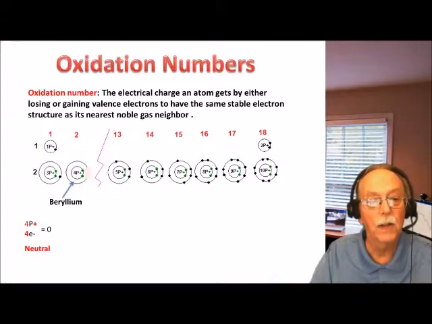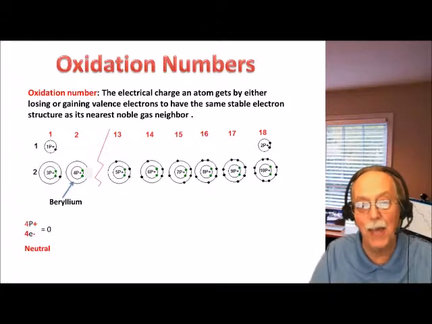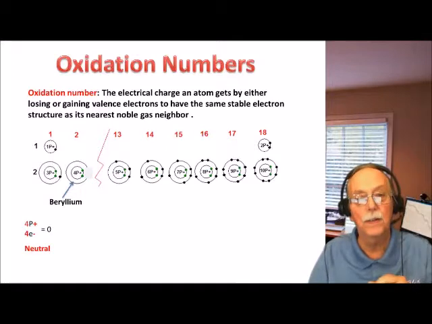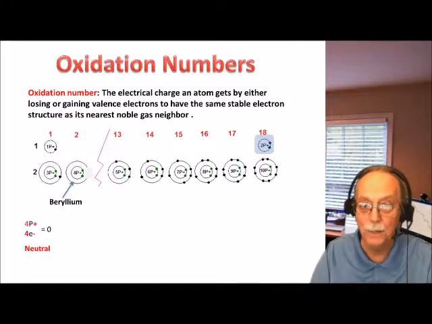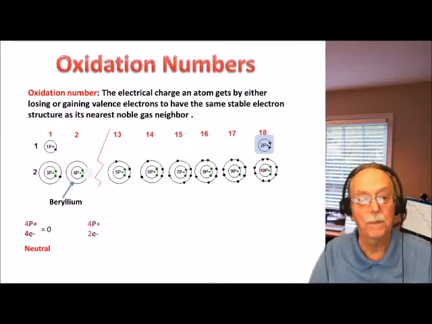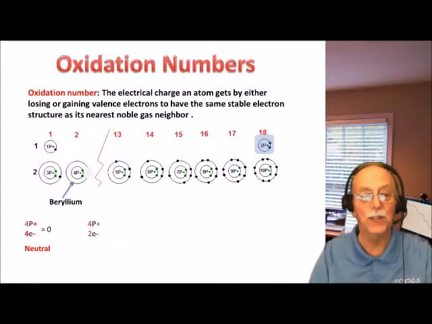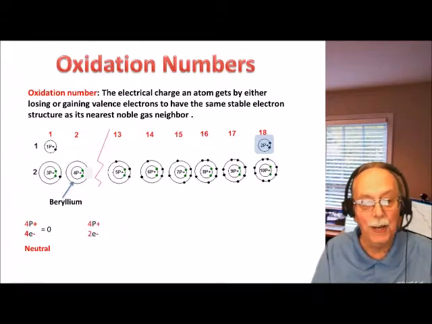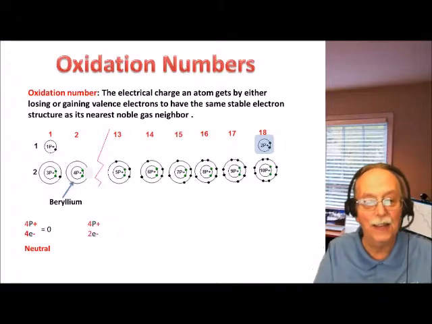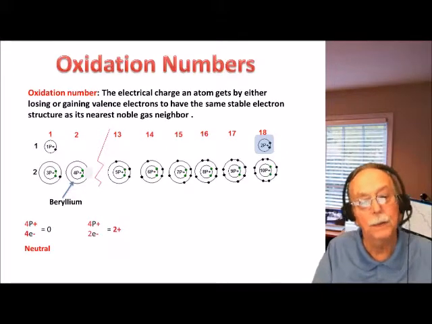However, what happens if this beryllium atom loses those 2 valence electrons? Now it's going to have the electron structure of its nearest noble gas neighbor. What does that do for the charge of the atom? Well, it has the electron structure of its nearest noble gas neighbor, which is helium, and that leaves it with only 2 electrons. It still has the 4 protons in its nucleus. It's still a beryllium atom. And even though it's still a beryllium atom, it picks up an electric charge. And that electric charge that it picks up is +2.